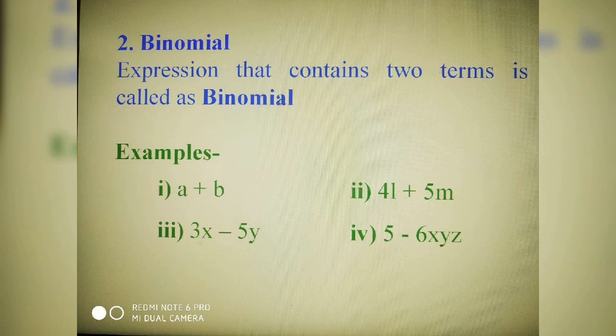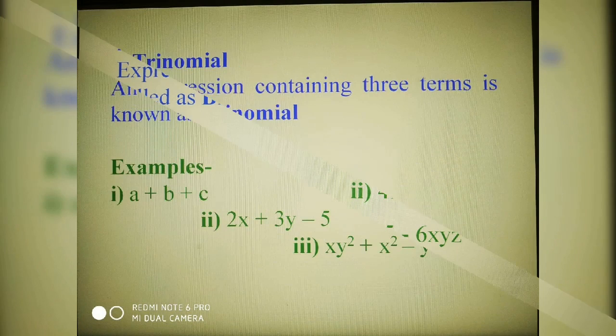Then binomial. Expression that contains two terms is called binomial. Examples, a plus b. Here two terms are there, a and b. 4l plus 5m. Two terms are 4l and 5m. 3x minus 5y. Two terms are 3x and minus 5y. 5 minus 6xyz. Two terms 5 and minus 6xyz. So all our algebraic expressions are binomials.